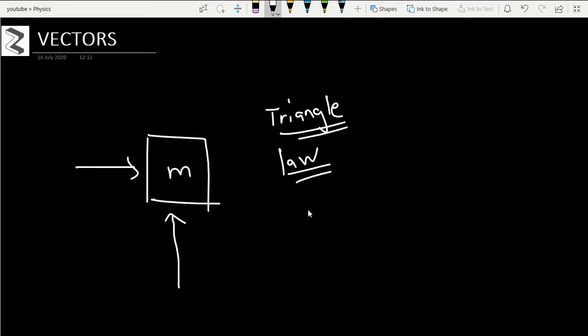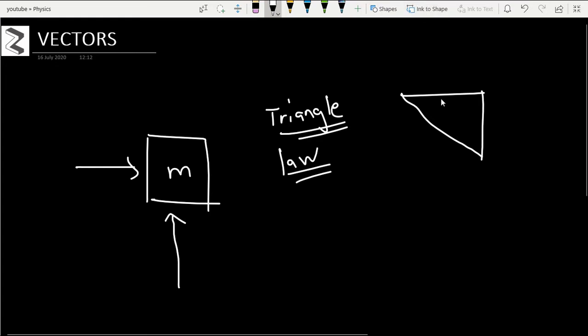So the triangle law says that if two vectors are arranged as two sides of a triangle, then the third side will be the net resultant vector. So we take this as an example. If this is the first side and this is the second side, then the third side will be the net resultant force. Simple.